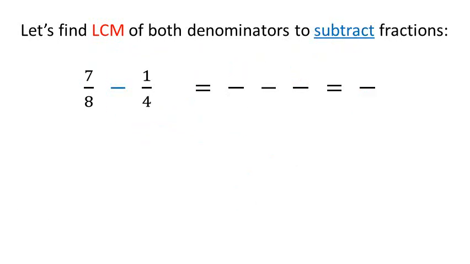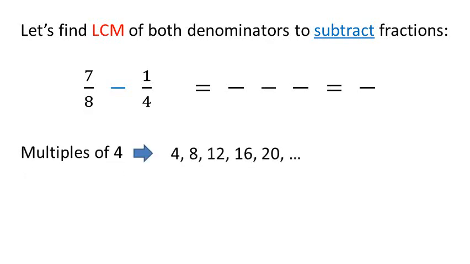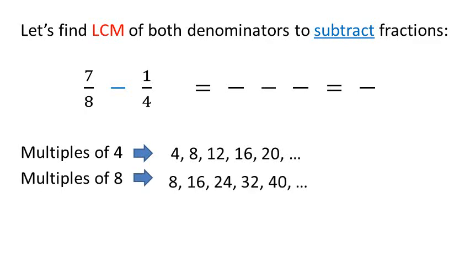Now let's move to subtraction. It is dealt with the same way as addition. You need to have the common denominator. Let's find the lowest common multiple of 4 and 8. Multiples of 4 are 4, 8, 12, 16, 20, and so on. Multiples of 8 are 8, 16, 24, 32, 40, and so on. So the lowest common multiple is 8.